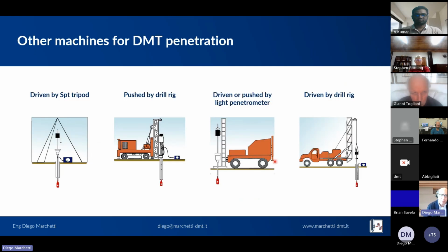There are many other possible ways of advancing the blade into the soil, including dynamic with an SPT tripod, although it's not recommended, at least not in soft soils. In hard soils, it is possible and the results are very similar. Or it is possible to push from the bottom of a borehole with a drill rig, just like an SPT test. Or any way we can think of, as long as we advance the blade in the virgin soil, where it has to measure the soil parameters.